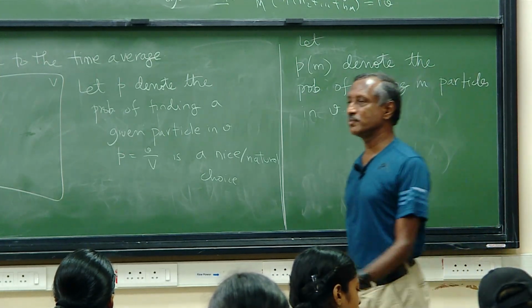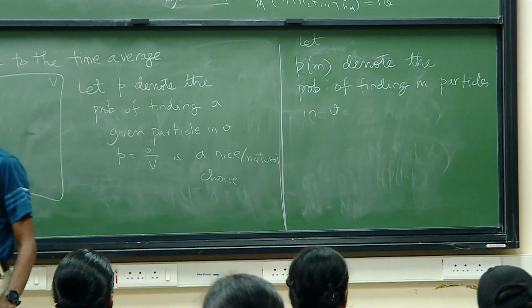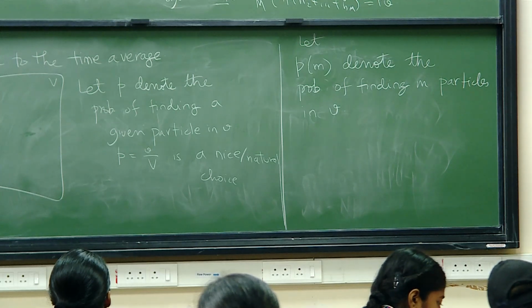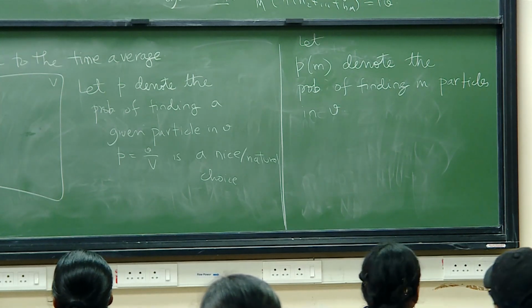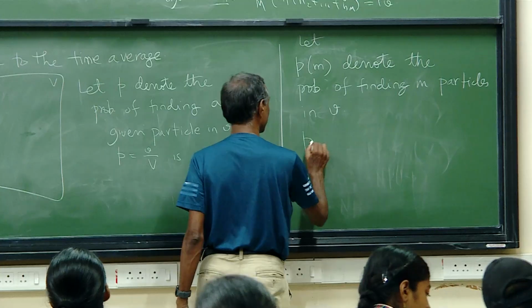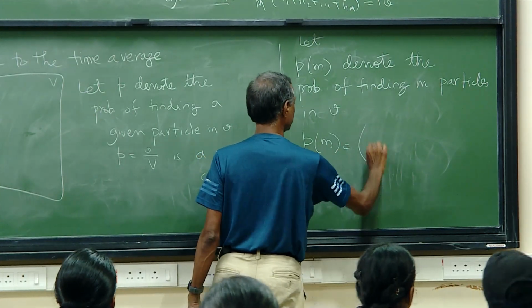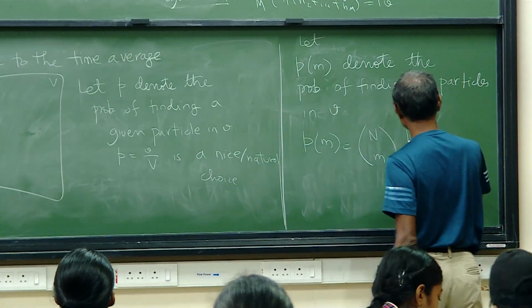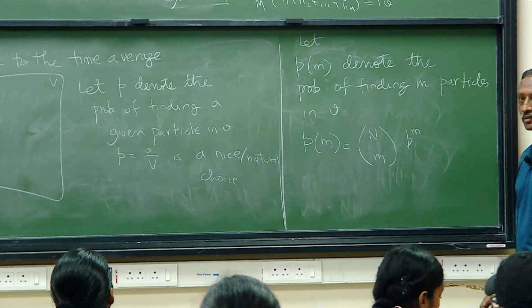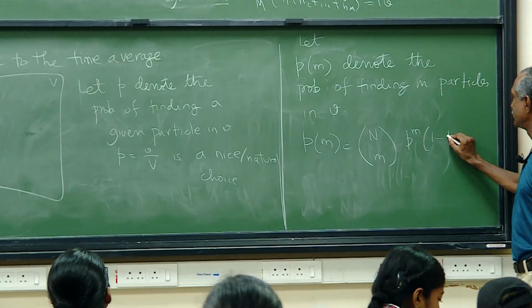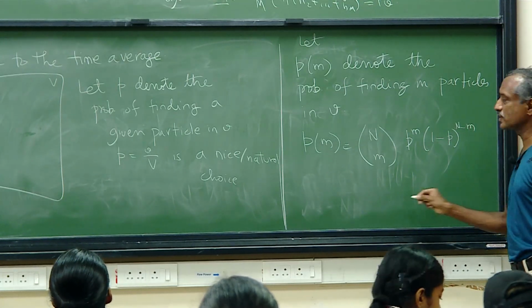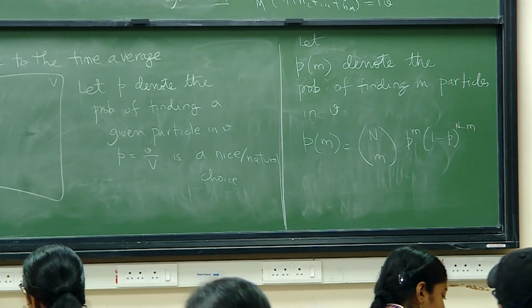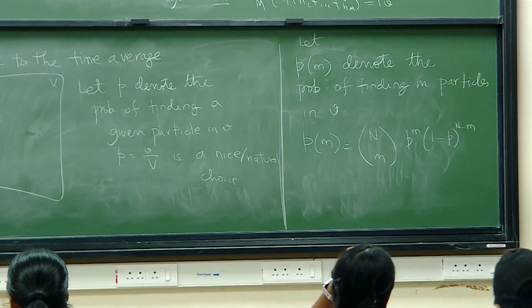Okay, M can go in principle from 0 up to capital N. But N is so large, we can even think of it as infinity. But right now we won't. So what is P of M? N choose M, and all the other particles should be outside. This is the binomial distribution which we wrote last time. So what we have done is nicely map this to the binomial problem.